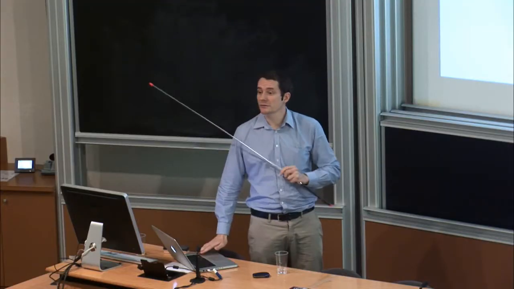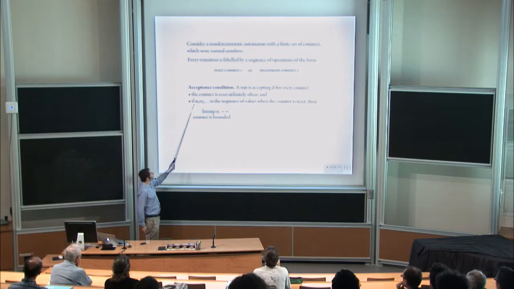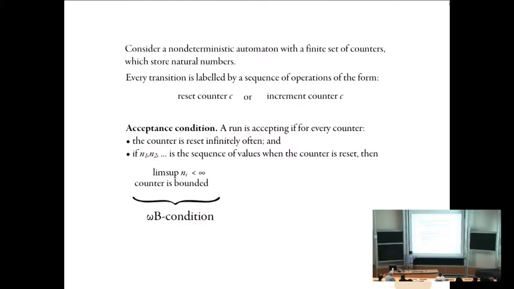So there's two types of acceptance conditions that you might consider. The first one is that you require these numbers to be bounded. So lim sup is smaller than infinity. Okay? So that means that the counter just has bounded values throughout the run. And this acceptance condition is called, it's a very stupid name, omega b.